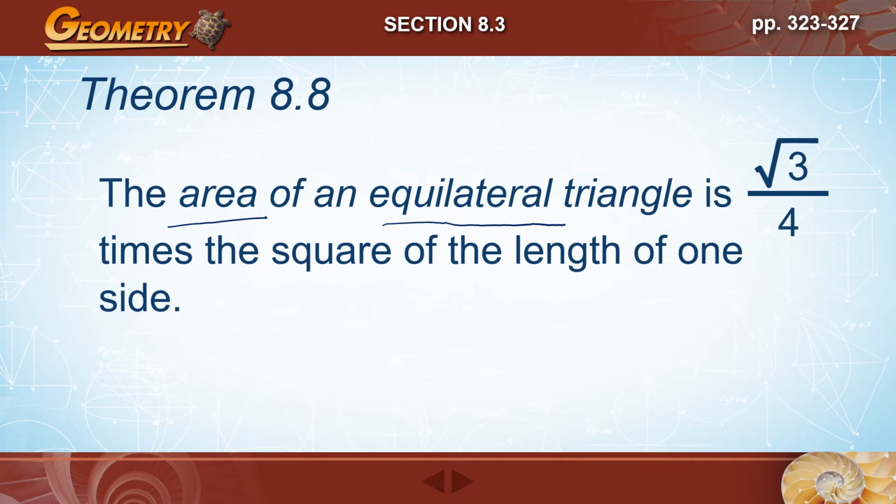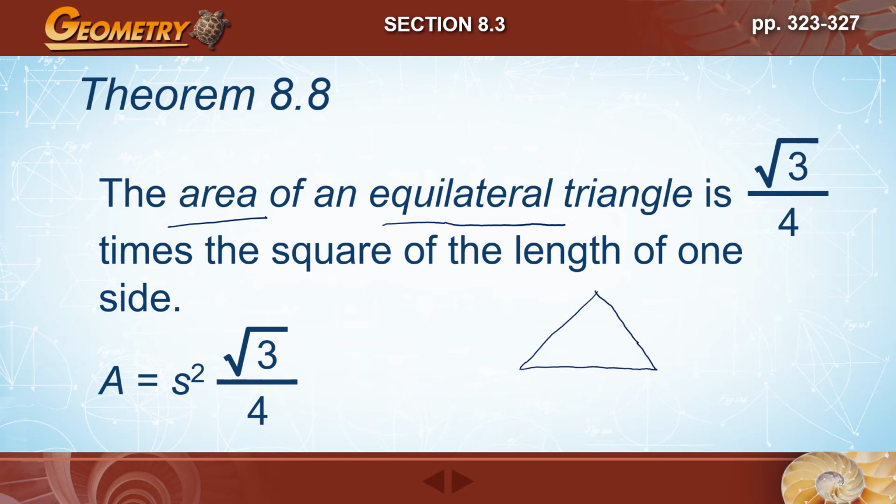So let's see what this looks like in equation form. The area of an equilateral triangle, remember an equilateral triangle has all sides the same. So this side is the same as this side is the same as this side. We can also mark it like this, which also means that these angles are all congruent. An equilateral triangle has 3 congruent sides and 3 congruent angles. So the area is equal to the length of one side squared times square root of 3 divided by 4. Let's go ahead and do an exercise with this.